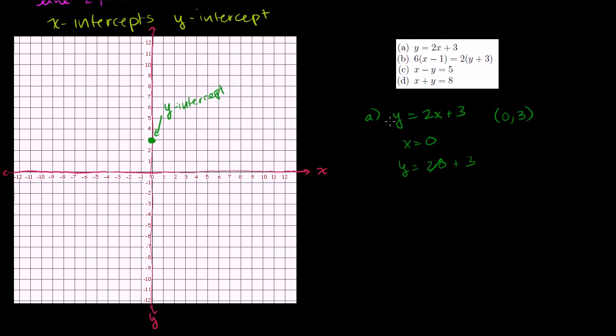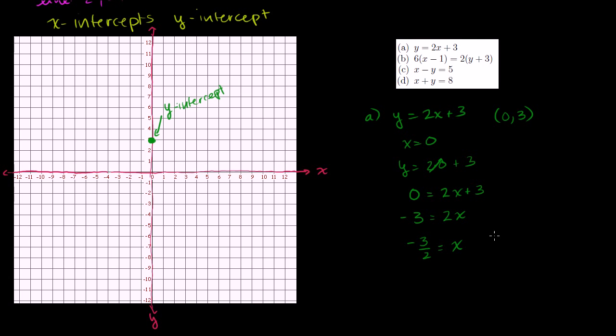Now let's do the same for the x-axis. So let's set y equal to 0. If y is equal to 0, we have 0 is equal to 2x plus 3. We could subtract 3 from both sides of that equation, and you get negative 3 is equal to 2x. We can divide both sides by 2, and you get negative 3 halves is equal to x. And negative 3 halves is the same thing as negative 1.5.